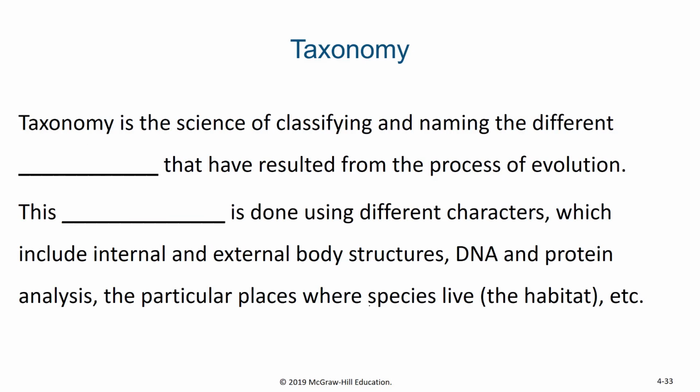Now, taxonomy is the science of classifying and naming different species that have resulted from the process of evolution. This classification is done using different characters, and it can include internal and external body structures, DNA and protein analysis, and even the particular places where species live, the habitat they're found in.